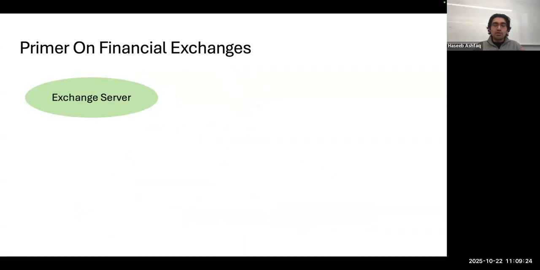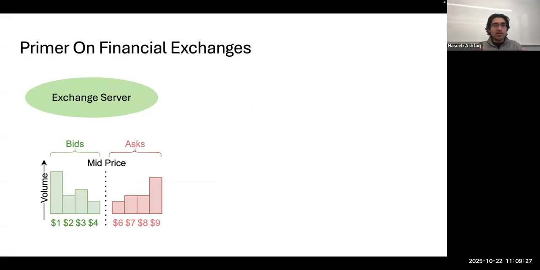The exchange server also maintains a record of all the orders received from the participants, and there are several mechanisms to keep such a record. One very famous way is to have a limit order book, where all the bids and asks received from the traders are put into a book, and then there is some algorithm for matching the orders with each other. For example, if there is a bid which can be matched with an ask, these orders will get executed. And if there are bids and asks which cannot be matched with each other, they just stay in the book.